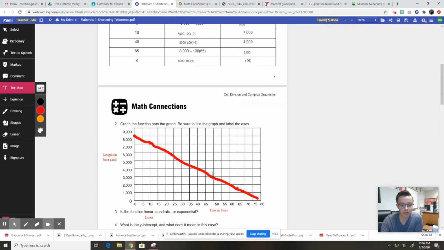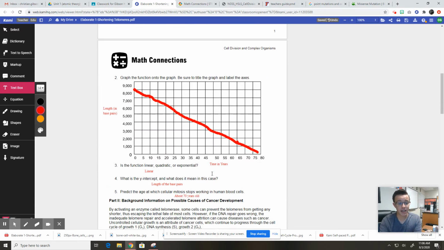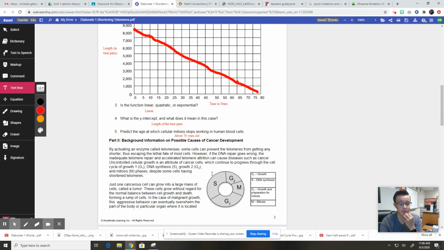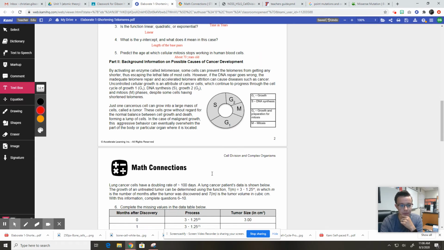Cool. So there's part 1. You've just filled in a whole bunch of text boxes. You've just graphed data, labeled the axes. That's a lot for a start to CAMI. Let's move on to part 2 and see what's going on. So part 2, background information on possible causes for cancer. So now we're getting into cancer, which is directly related to what we're talking about. It's basically when the cycle of your cells dividing kind of messes up. We'll get into the more specifics of that when we start Unit 1.